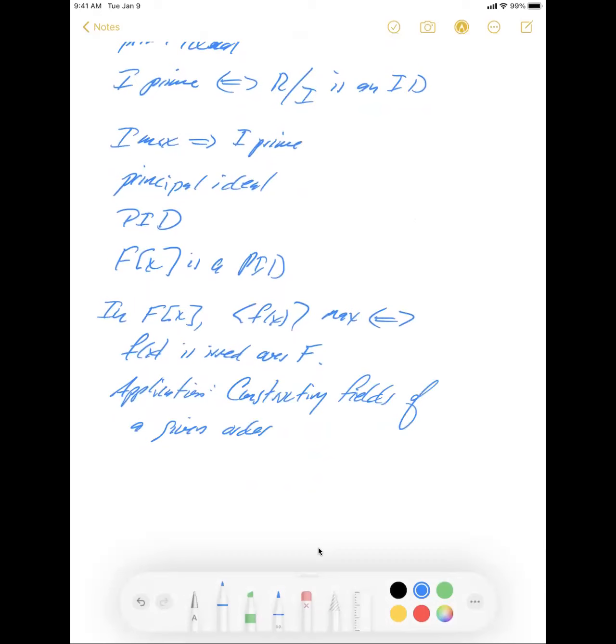And also in this chapter, we showed that factorization is unique in F bracket X. So I'll say unique factorization in F bracket X. This is long before we defined UFD. Well, maybe not long before, but it was before we actually defined the more general concept of UFD. We showed essentially that F bracket X is a UFD.